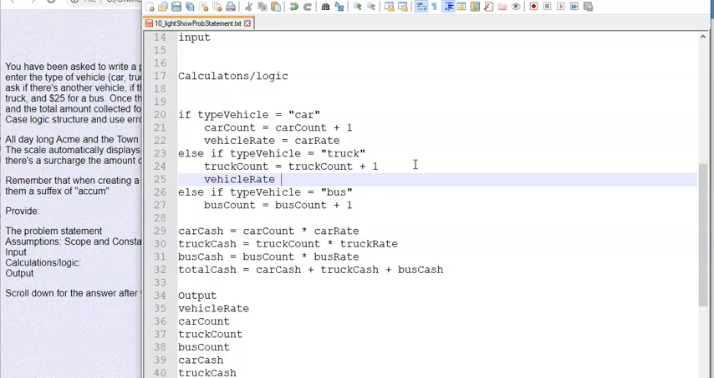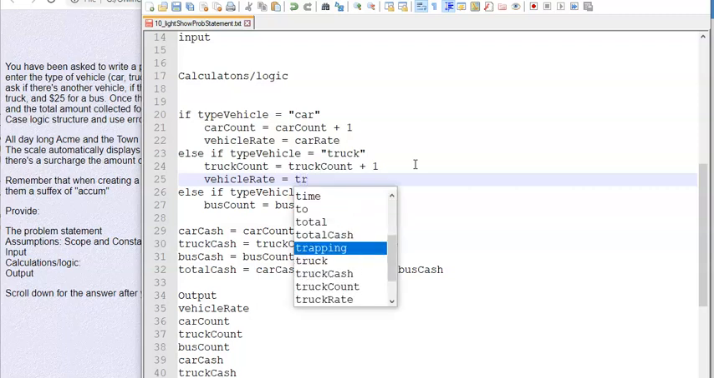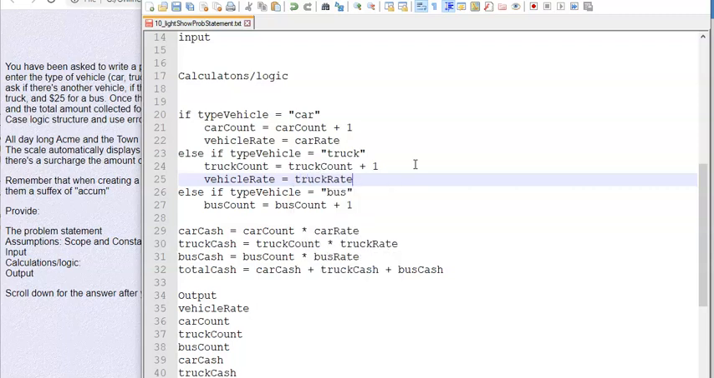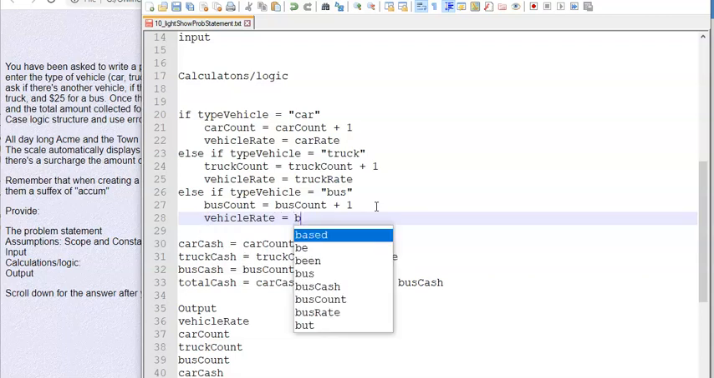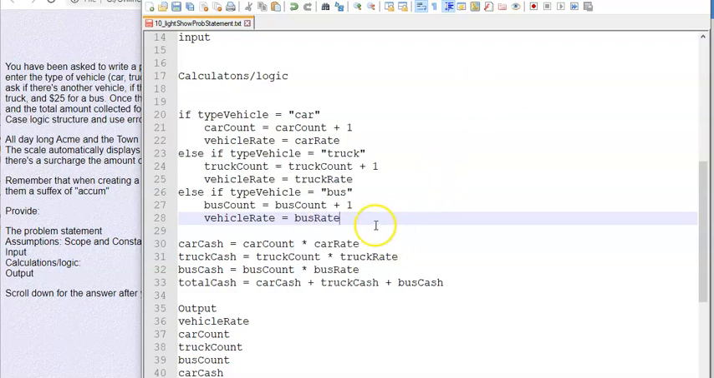Vehicle rate equals the truck rate. And then for the buses, same thing. The vehicle rate equals the bus rate. Now, sometimes what students want to do is they want to put the output of vehicle rate in each one of these, and that would be foolish. So after that decision is over, then we're going to go ahead and output that vehicle rate.